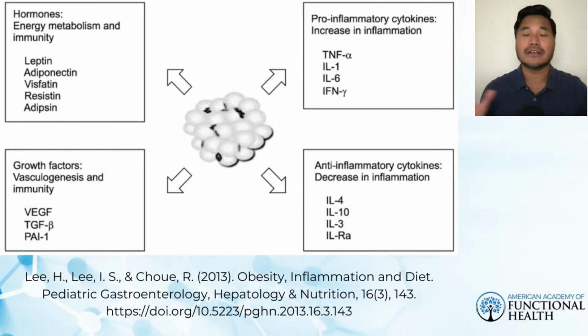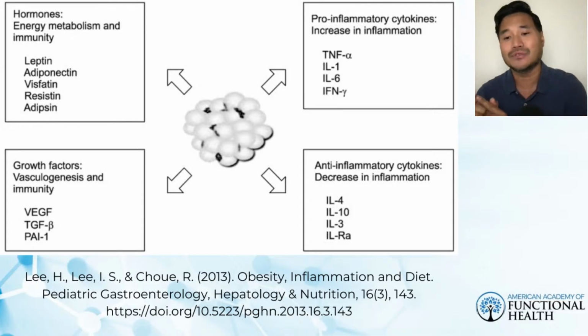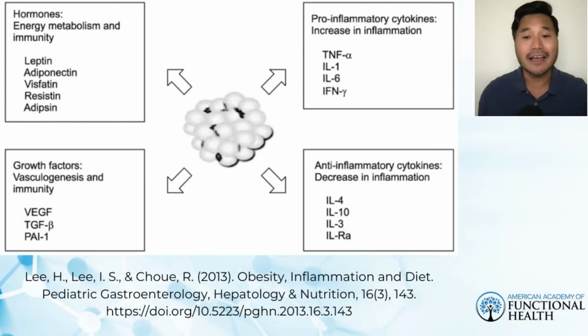But here is the kicker. This is what the research is showing. When your body starts to hold on and increase its adipose tissue, we can see on this image here that it will start to go into the pro-inflammatory cytokines, and it starts to increase inflammation. And some of those cytokines include TNF alpha, IL-1, IL-6, and interferon gamma.